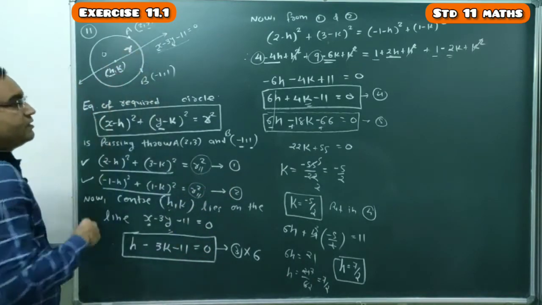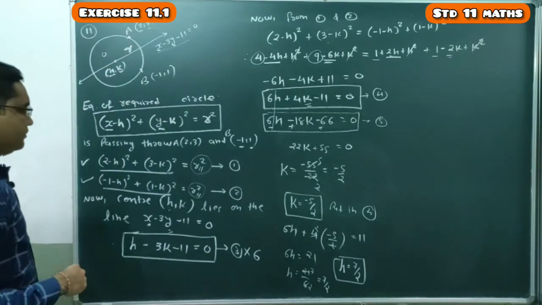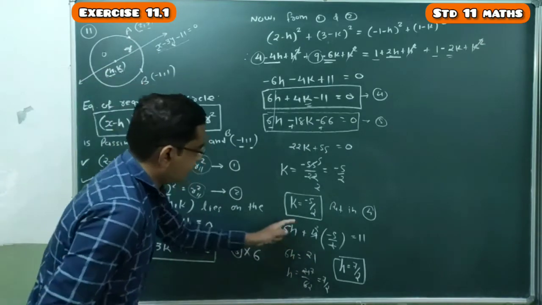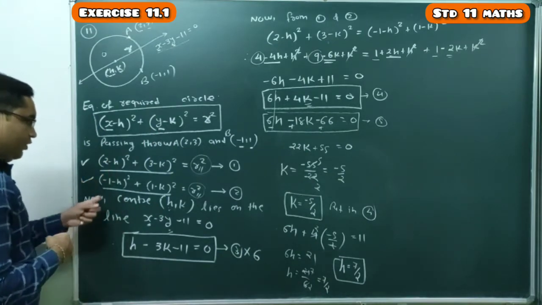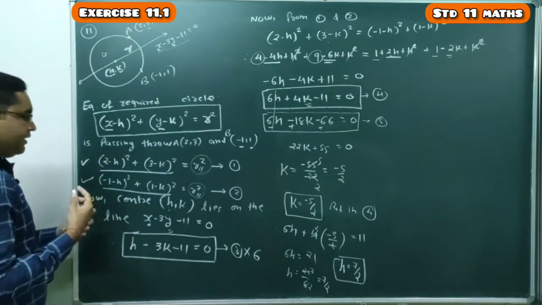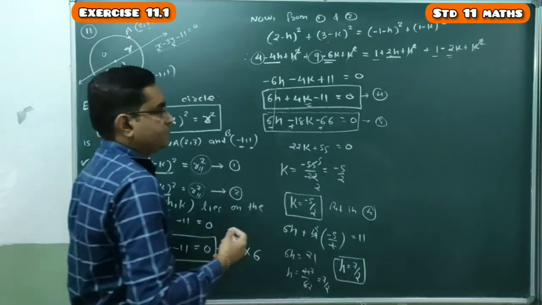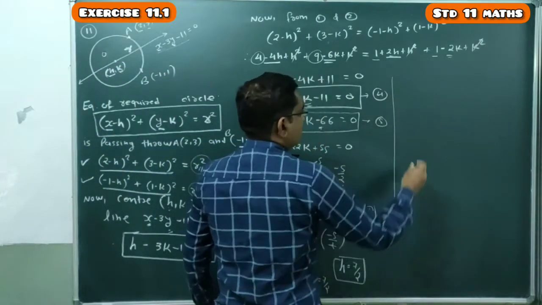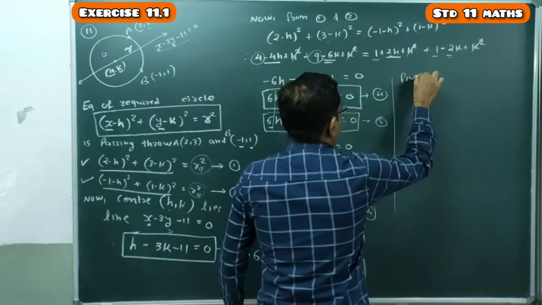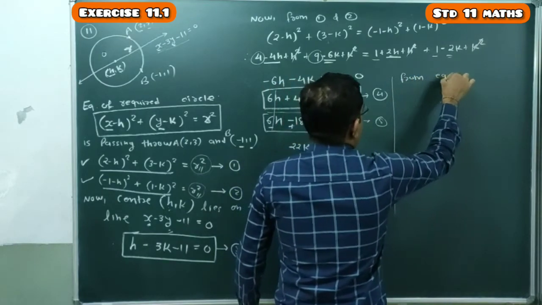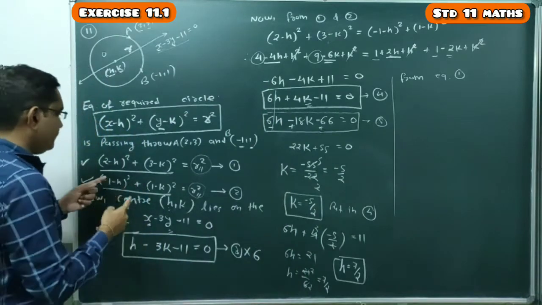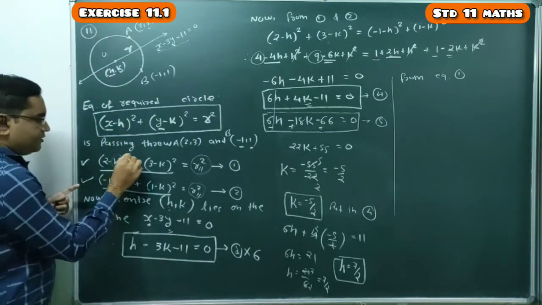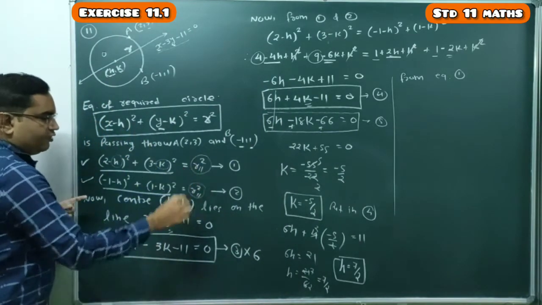The third value r is required. So see where r will come from. Put this value of h and k in either one of these equations, 1 or 2. Equation 2 has a minus sign, so mentally it seems difficult. So put in equation 1. From equation number 1, we are putting the value of h and k, and hence we are getting the value of r.